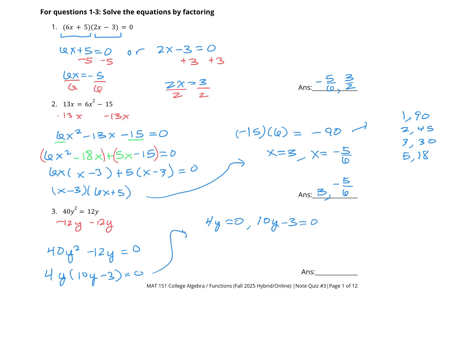Divide both sides by 4 in the first equation to get y equals 0. In the other equation, we will add 3 to both sides, and we get 10y equals 3. Dividing both sides by 10, we get 3/10. So the two solutions are 0 and 3/10 for that quadratic equation.